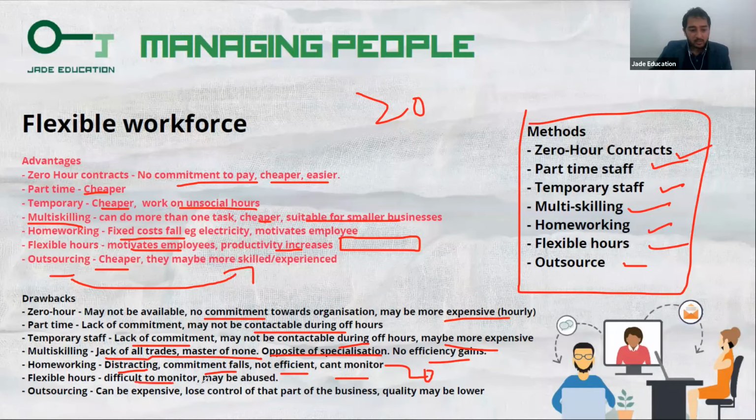Flexible hours: difficult to monitor, may be abused. People will abuse the power. People will just come in at any time they want without even finishing their work. And of course, outsourcing, it's expensive.